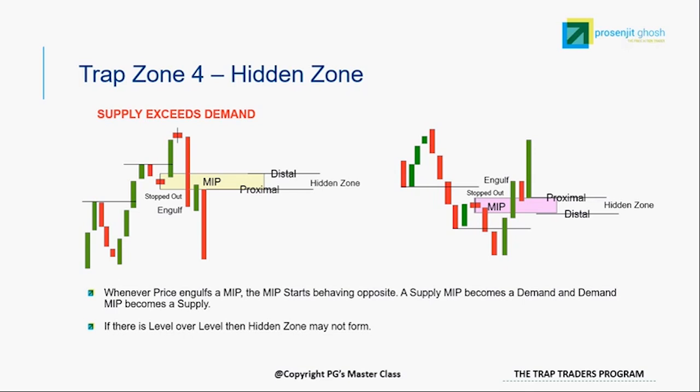It was swap. Okay. So when I say swap, it means nothing. When I say hidden, it means something. So I changed the name just for better understanding. So if there is a level over level, then hidden zone may not form. So that is one check you need to do every time.